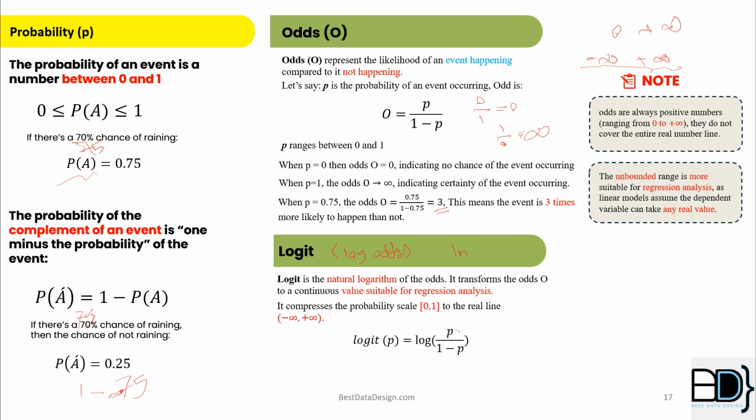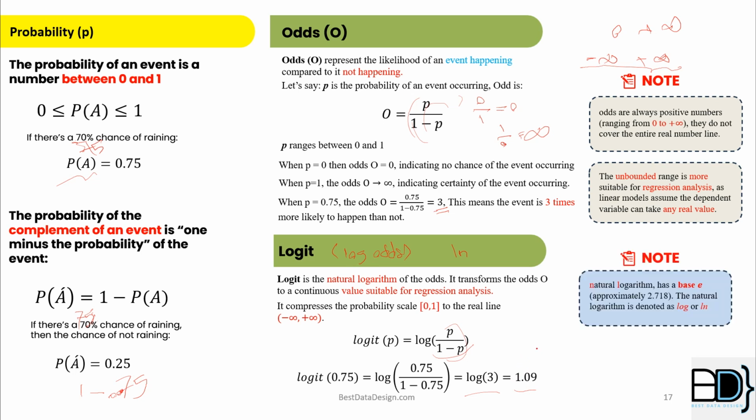To perform the logit, we just add log, and this formula is basically the odds. So it's the log of odds, or the log odds. So for example, the logit of 0.75 is equal to log 3, which is equal to 1.09. Note, natural logarithm is base e. Okay, so when you want to use a calculator to calculate log of 3, you have to use base e.